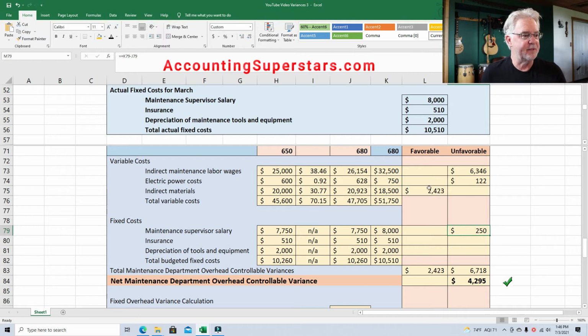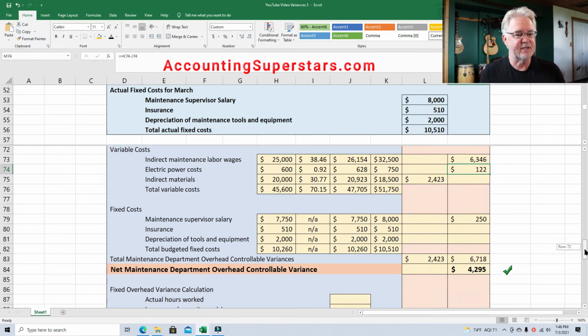And it could be that some of these indirect materials, just the prices went up and the maintenance department couldn't help it. Or on the other hand, maybe they wasted some materials. That happens sometimes too. Maybe the electric power costs were more than expected. Maybe the price of electricity went up. But they call it the controllable variance because more or less the maintenance department has control over much of this. So let's go down to the second variance.